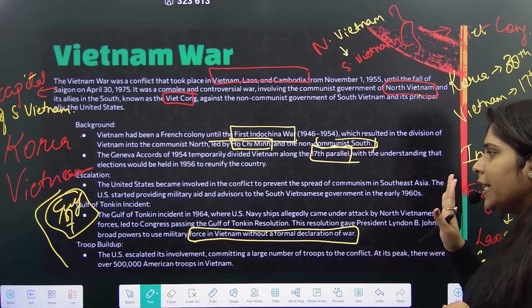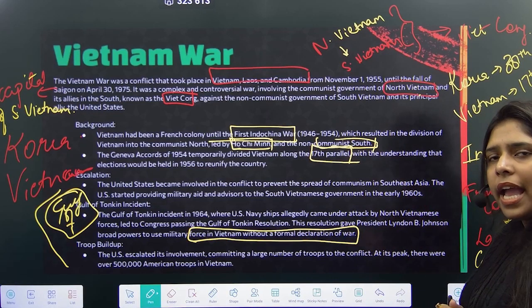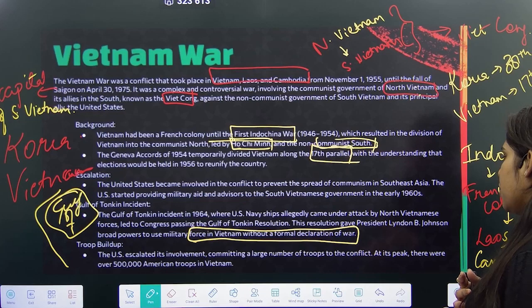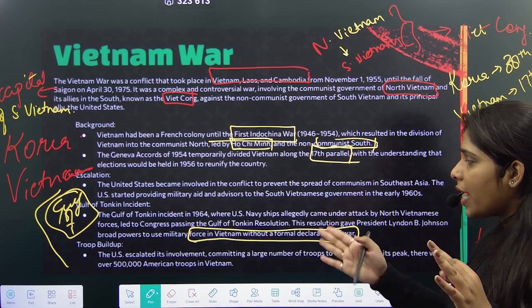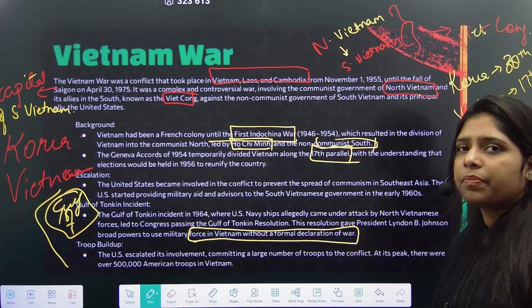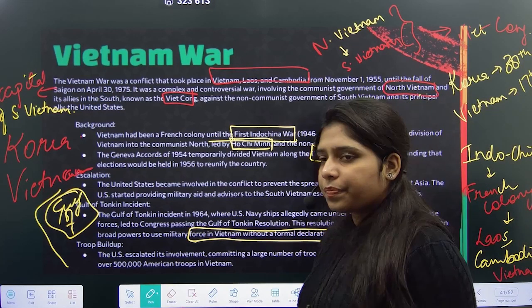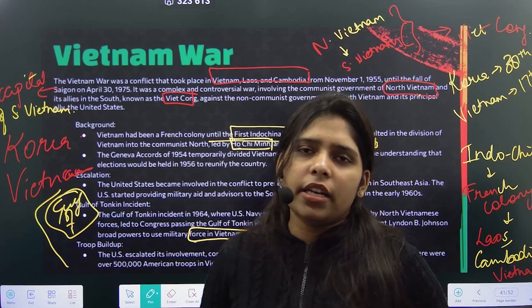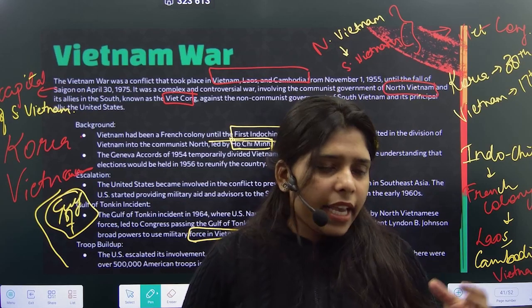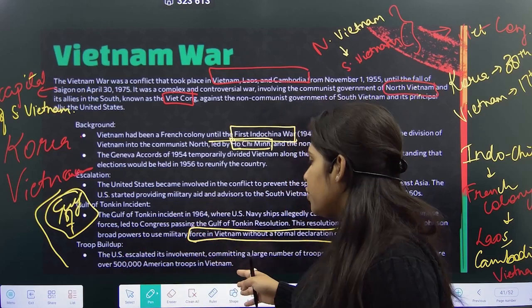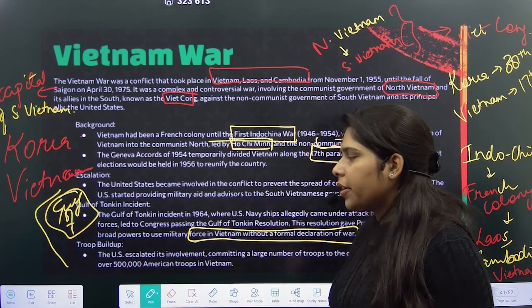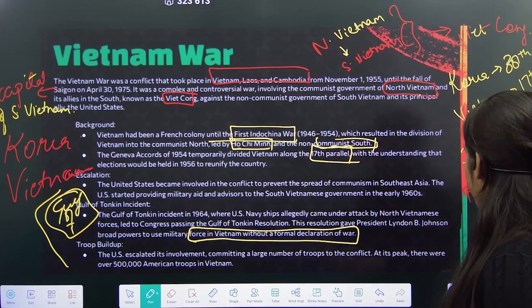The US escalated its involvement and sent a large number of troops in this conflicted region. At its peak there were almost 5 lakh American troops in Vietnam. See, a region where you particularly do not have any interest, except that you do not want communism to spread. In that very region, the US had sent 5 lakh American troops. That was a big deal.